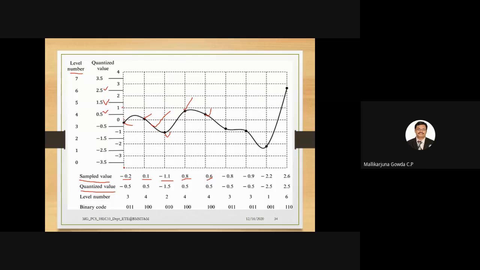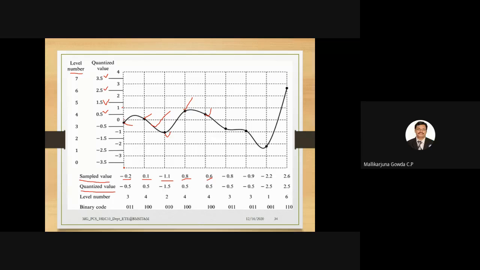Sir, sometimes you're rounding off higher, sometimes you're rounding off lesser, no, sir. Why is that? It is rounding off to the nearest level. So if the sample value is, say, minus 0.2, it is just below 0, so it is rounded off to minus 0.5, the nearest value.